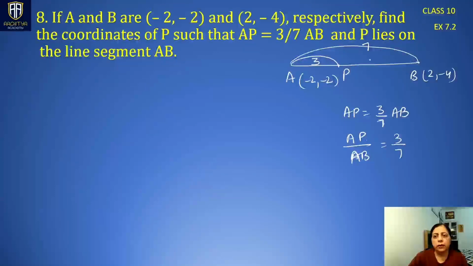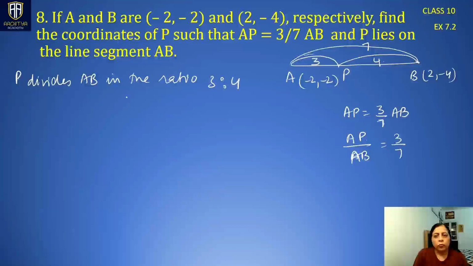So you can see that AB is representing 7 as the whole parts. If we are dividing AB into 7 equal parts, AP represents 3, that means BP represents the rest of the 4. Right? So now we can see that P divides AB in the ratio 3 is to 4. So now this becomes very easy. We simply have to find the coordinates of point P according to the ratio 3 is to 4.